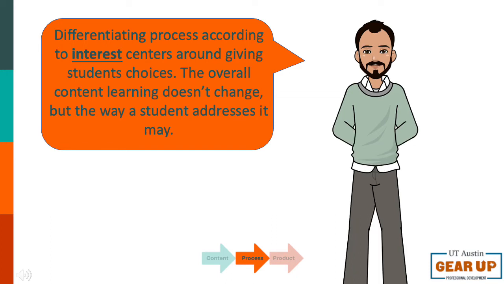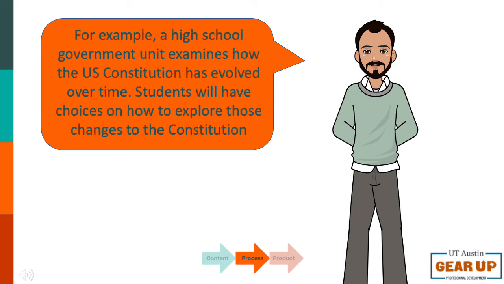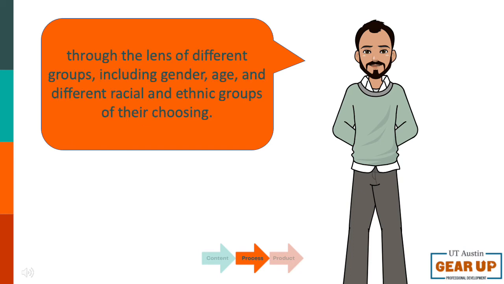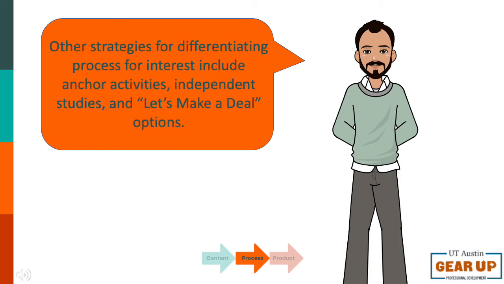Differentiating process according to interest centers around giving students choices. The overall content learning doesn't change, but the way a student addresses it may. For example, a high school government unit examines how the U.S. Constitution has evolved over time. Students will have choices on how to explore those changes to the Constitution through the lens of different groups, including gender, age, and different racial and ethnic groups of their choosing. Other strategies for differentiating process for interest include anchor activities, independent studies, and let's make a deal options.